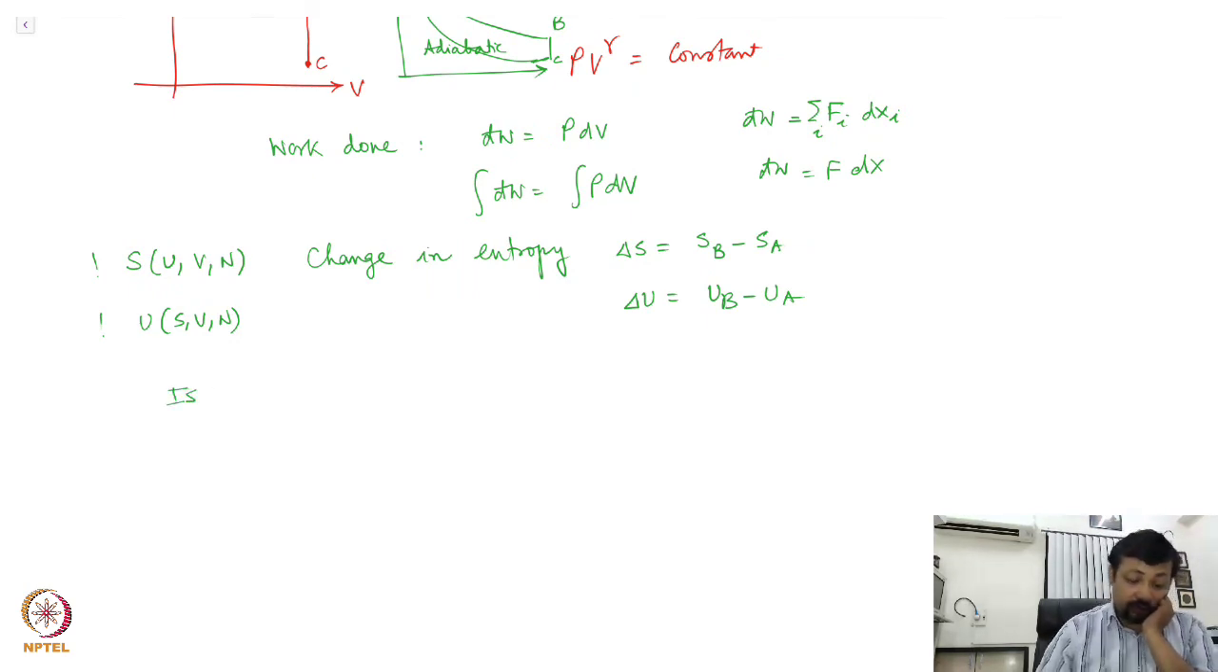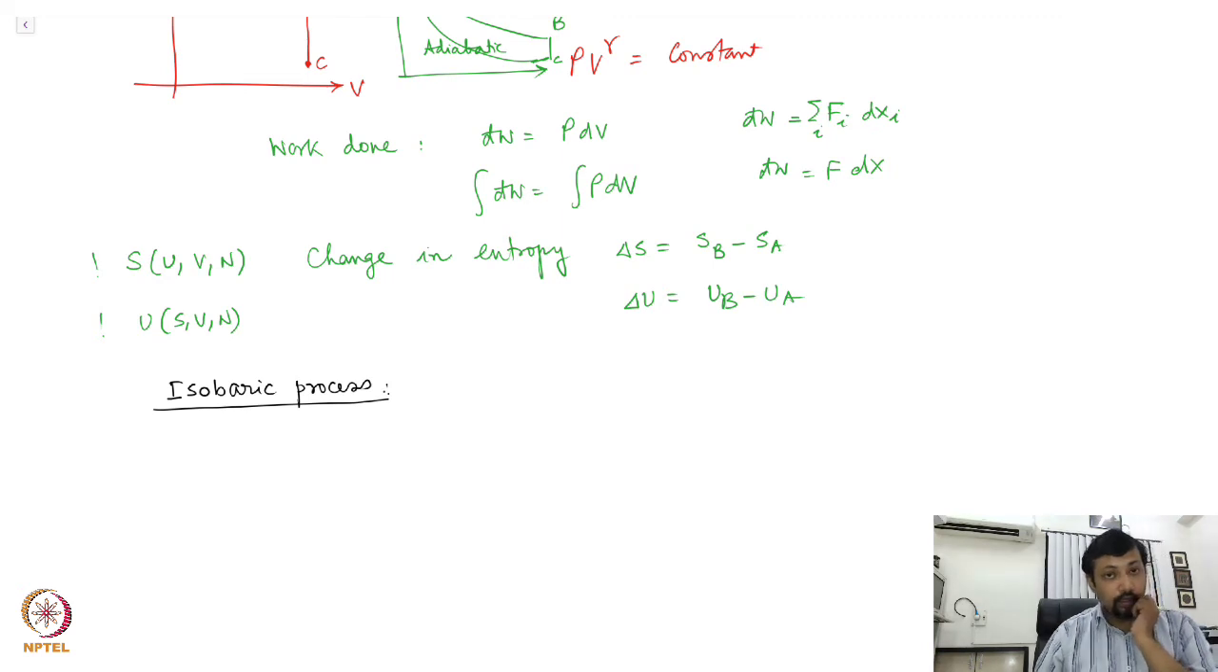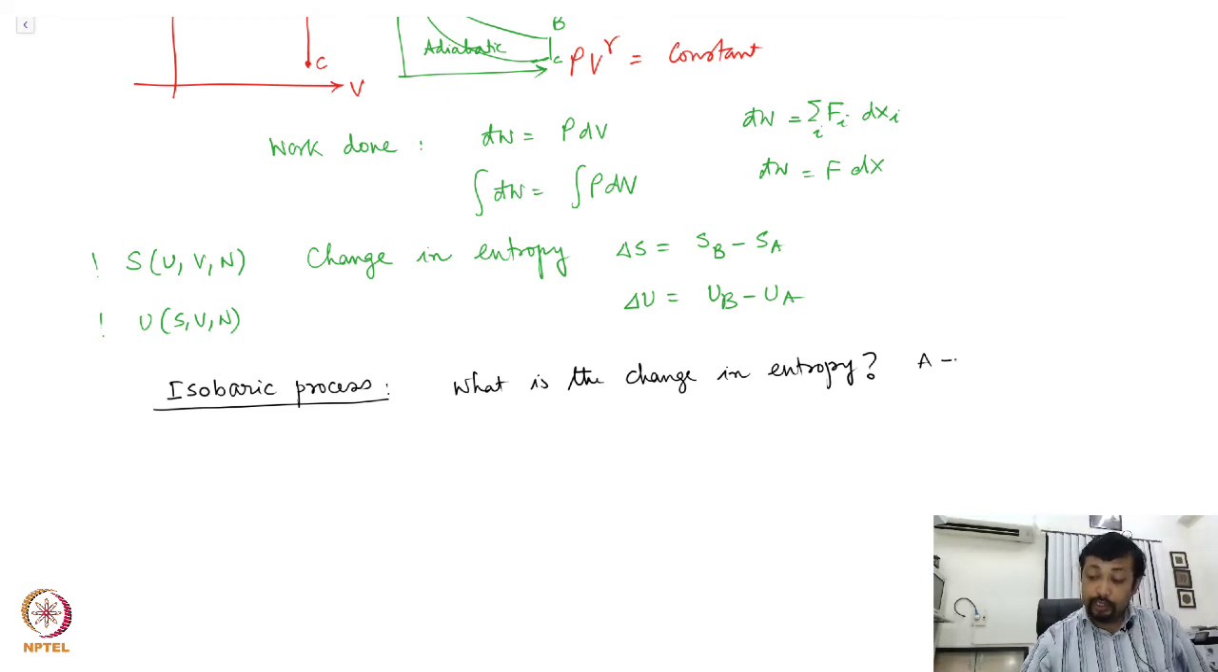If I have an isobaric process, I can ask, what is the change in entropy as the system goes from A to B? I am not constraining myself to an ideal gas, but to any arbitrary system. The answer is very simple, and herein partial calculus helps us. Entropy is a state function. In the isobaric process, the pressure is held constant. Therefore, the temperature and the volume can change for a hydrostatic system. So I am going to take S as a function of P and T. I will not worry about volume.